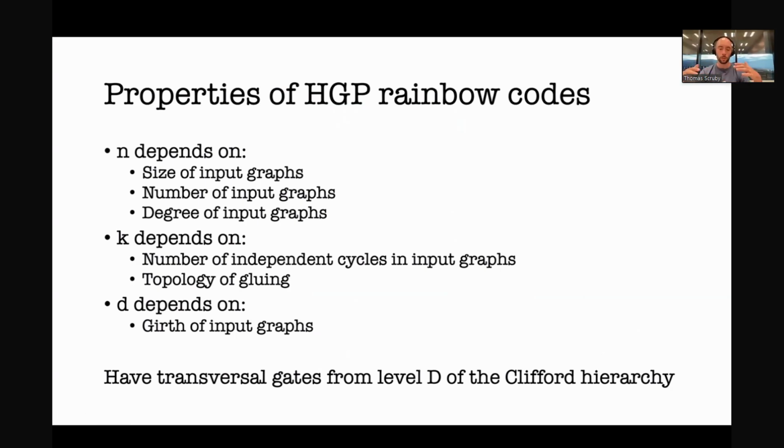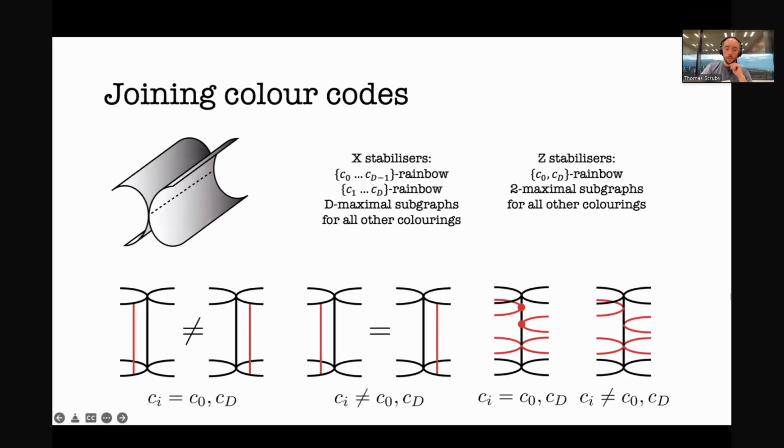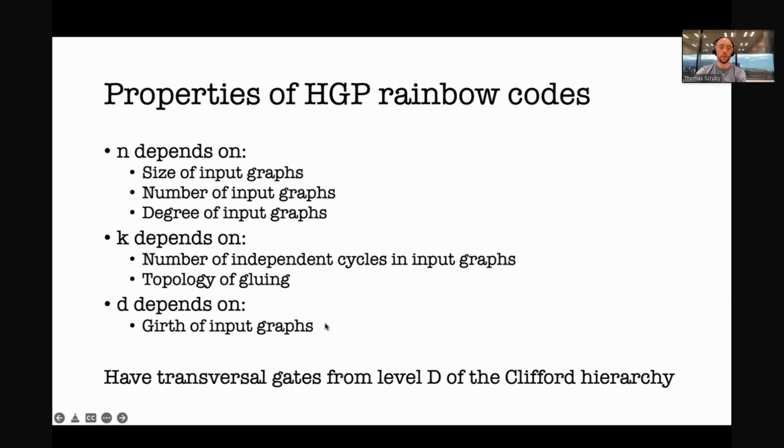So there'll be some logicals of the final code, for example, like here. This was a logical of the original code, and then it's also going to be a logical of the final thing after I glue. And this means that whatever the distance of the original color code was before I glued it, that should be the distance of my total code when I'm done with the gluing, because this thing is still going to be a logical of the total code. It hasn't got any bigger. So this is why the cycle length in the input graphs is going to control the distance of the final code.